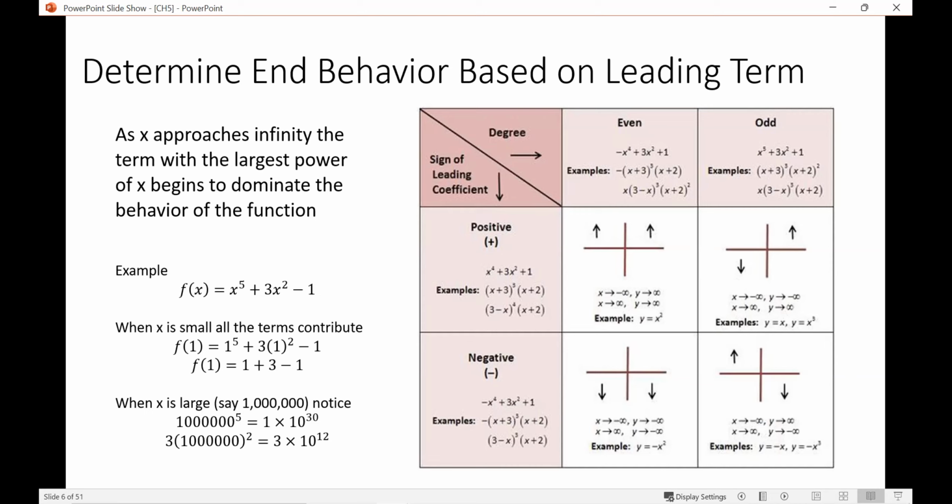Because when x is huge, the fifth power of x is going to be just so much more than the second power of x that it's just going to dominate completely. Okay, so our end behavior is what happens when x gets really far away from zero, either very, very negative or very, very positive, and it's completely dominated by the leading term.